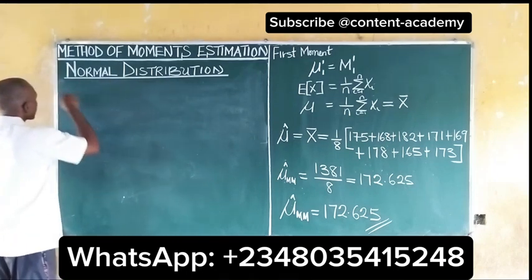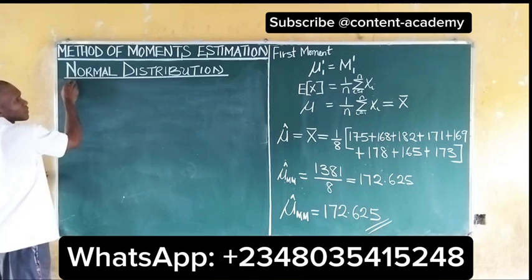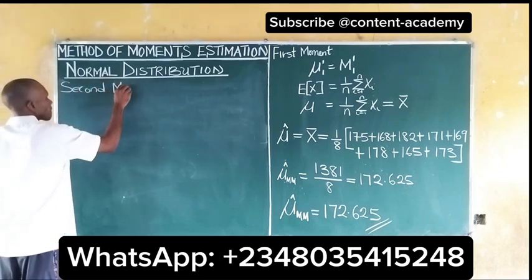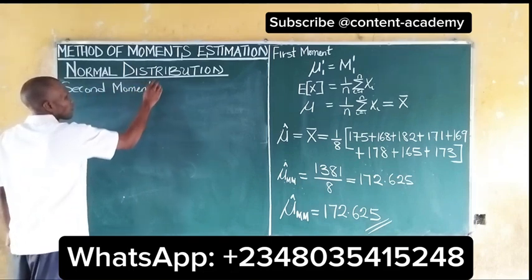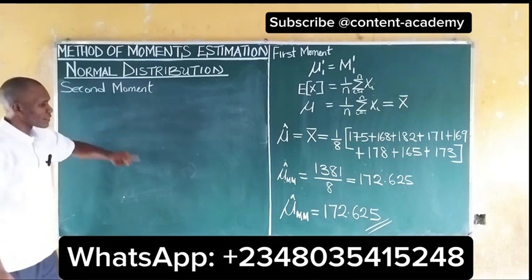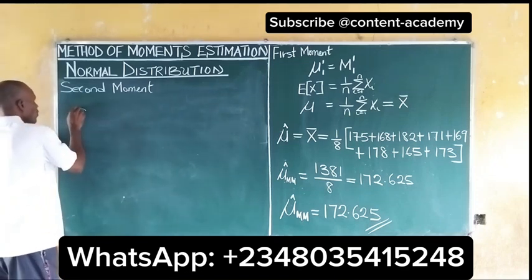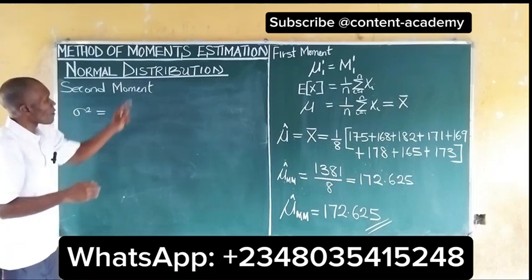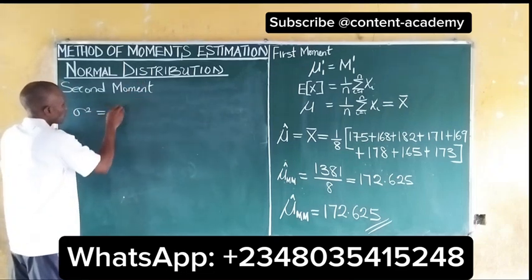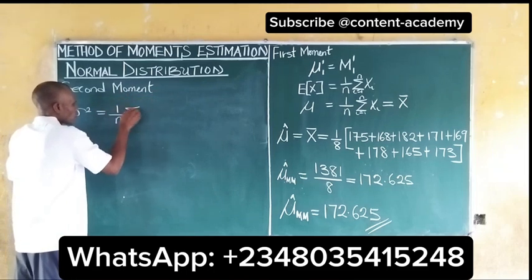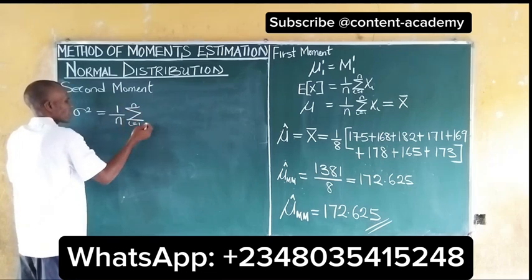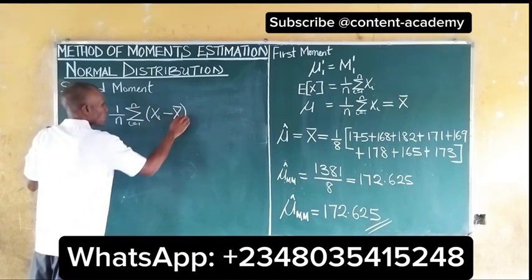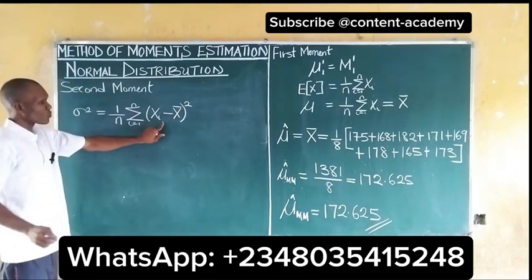So the first thing for you to write is the second moment. For the second moment, we have sigma squared. If we resolve the method of moments estimation, our sigma squared is 1 over n, summation as i runs from 1 to n, of xi minus x bar, which is the mean, all squared. So this is what we have.